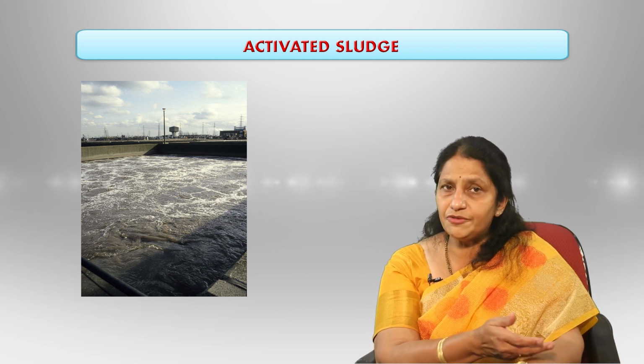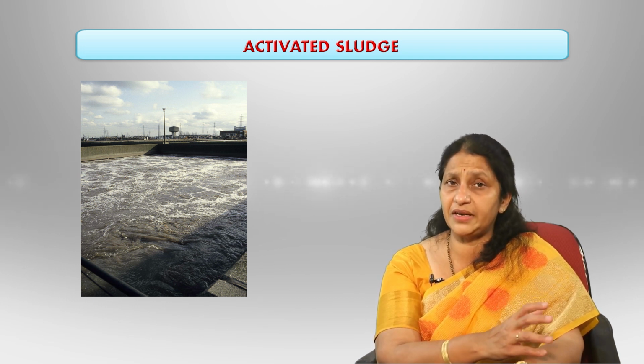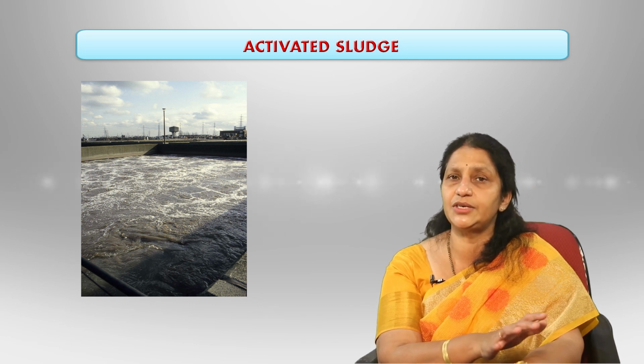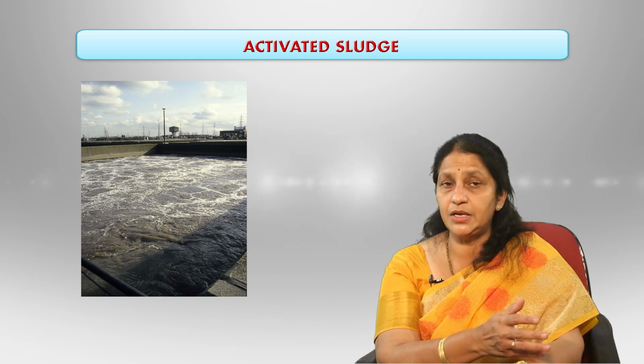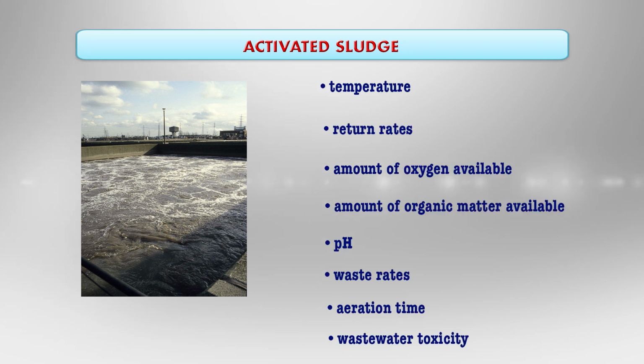There are a number of factors that can affect the performance of the activated sludge treatment system: temperature, the return rates, the amount of oxygen available, the amount of organic matter present, the sludge pH and waste load, the aeration time, and also the toxicity present in the wastewater. So there are many factors which can influence it.